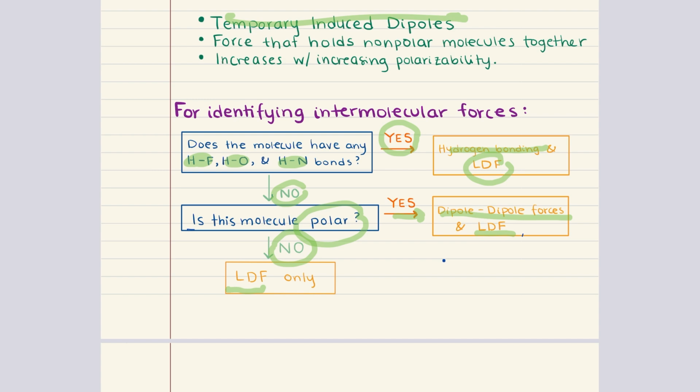So for example, if we look at water, the first question we want to ask is, does the molecule have any HF, HO, or HN bonds?